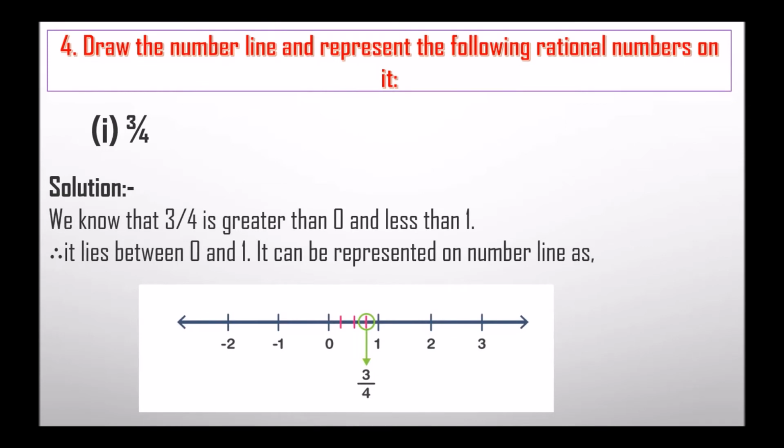Fourth question, draw the number line and represent the following rational numbers. 3 upon 4. We know that 3 upon 4 is greater than 0 and less than 1. Therefore, it lies between 0 and 1. It can be represented on a number line as, this is 3 upon 4.